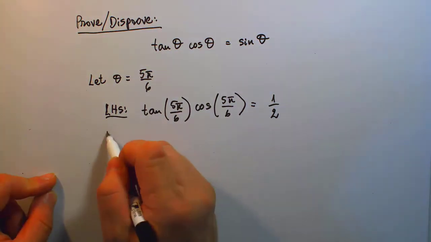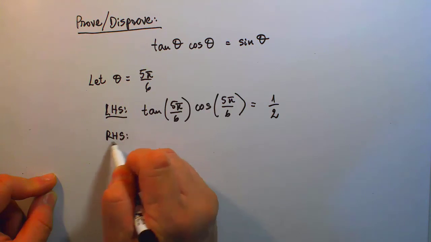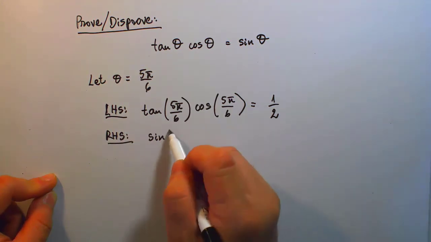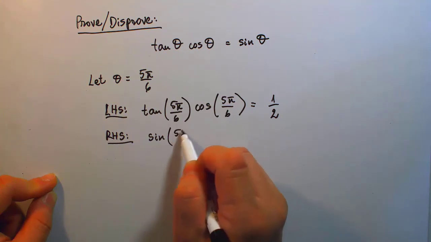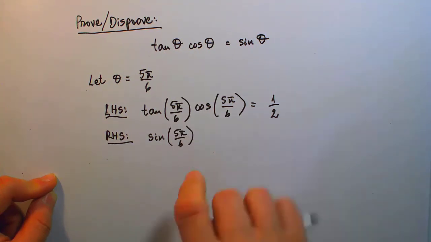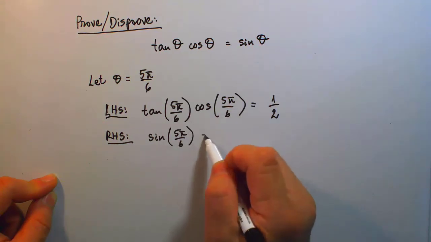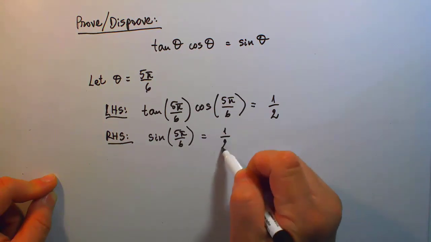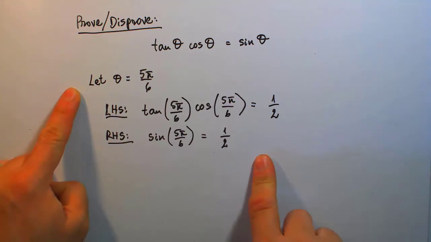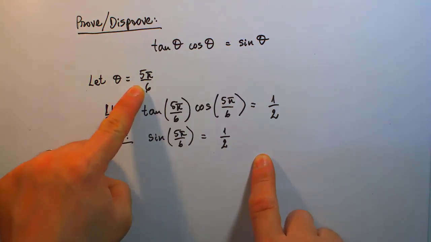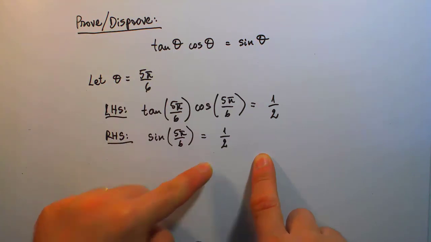And the right-hand side, we're going to have a setup of sine of 5 pi over 6, as I substituted 5 pi over 6 in place of theta. And that also equals 1/2. So in our second example, where we specifically assign a value for theta, it worked again. Left-hand side equals right-hand side.